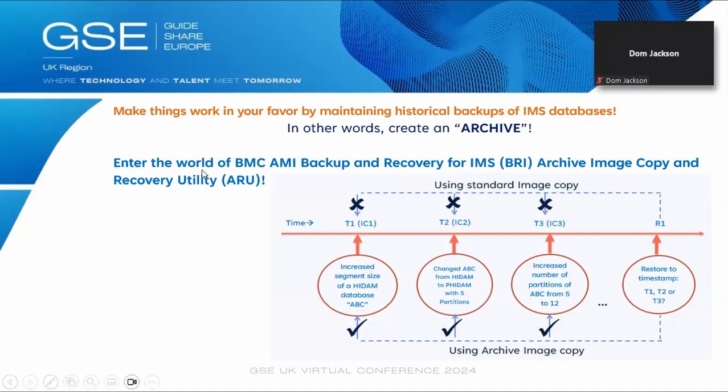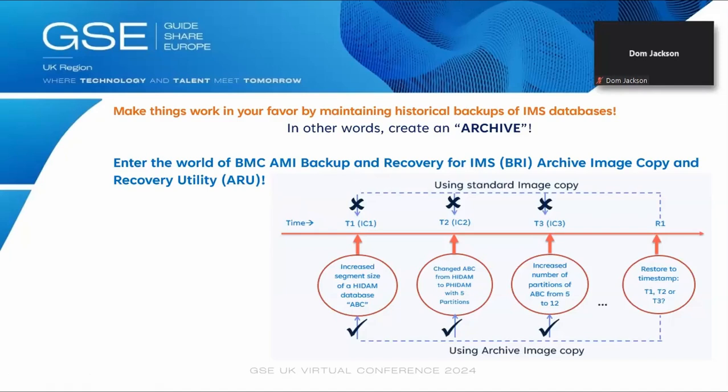So, having said that, let's enter the world of the BMC AMI Backup and Recovery for IMS solution's archive image copy and recovery utility, which in short we call ARU, right? It is a utility under the BMC AMI Backup and Recovery for IMS solution, right? So what is this utility? What does this utility do?